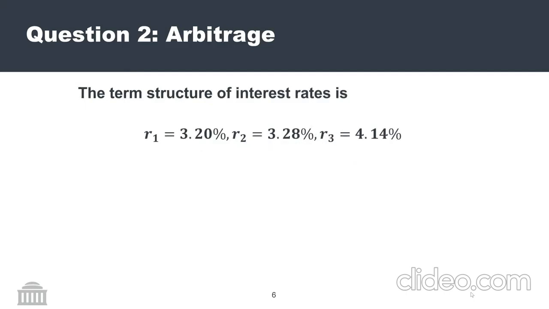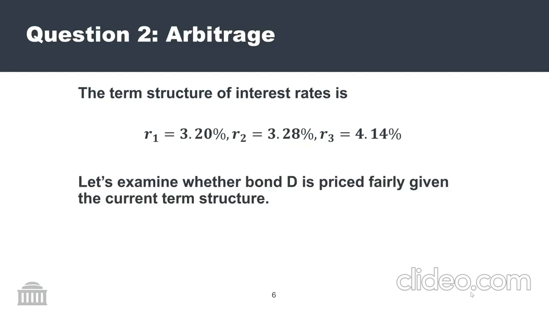So what we found so far is the term structure of interest rates for the first 3 years, for year 1, 2, and 3. So the year 1 interest rate equals 3.2%, the year 2 interest rate equals 3.18%, and the year 3 interest rate equals 4.14%. Now, let's examine whether bond D is priced fairly given the current term structure of interest rates. That, of course, assumes that bonds A, B, and C are fairly priced.